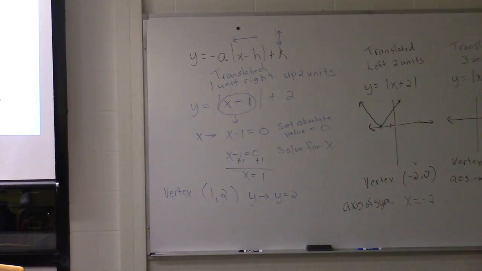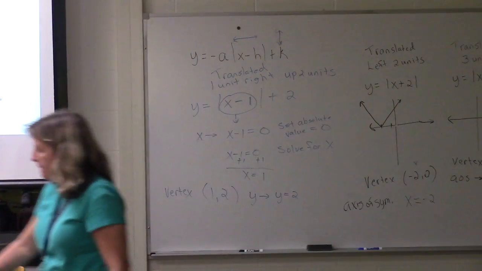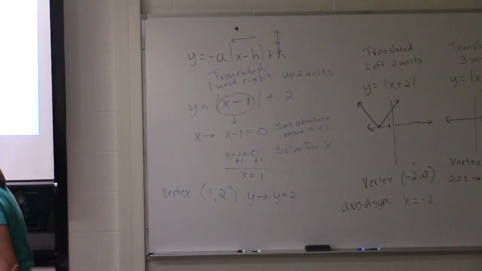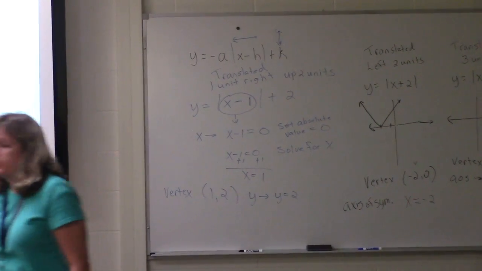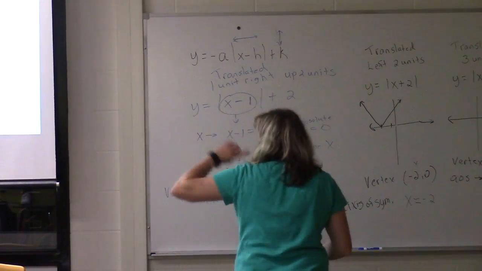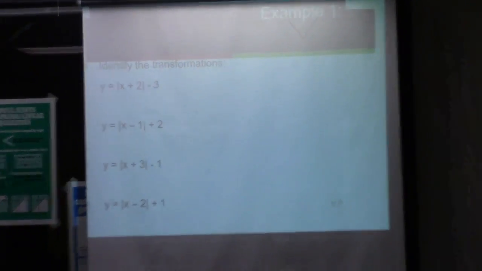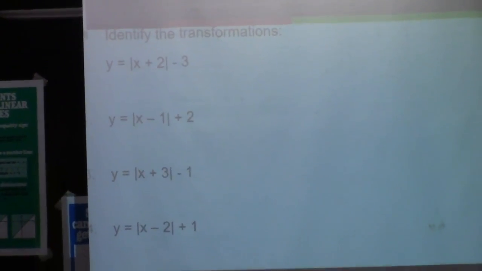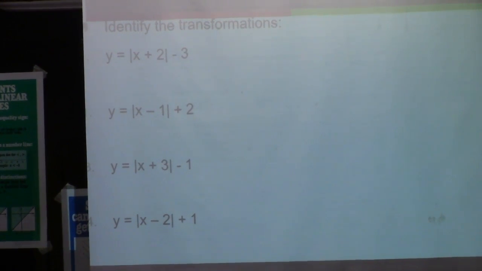Okay, are we caught up? All right, so let's practice here a little bit. Looking at this one, I've got x plus 2. Which one does my horizontal? That's going to translate which way? Left and right. Remember, the outside will be up and down, and inside is left and right.